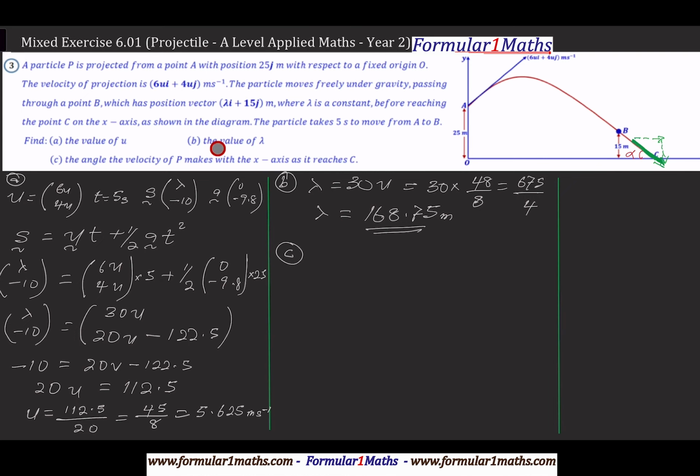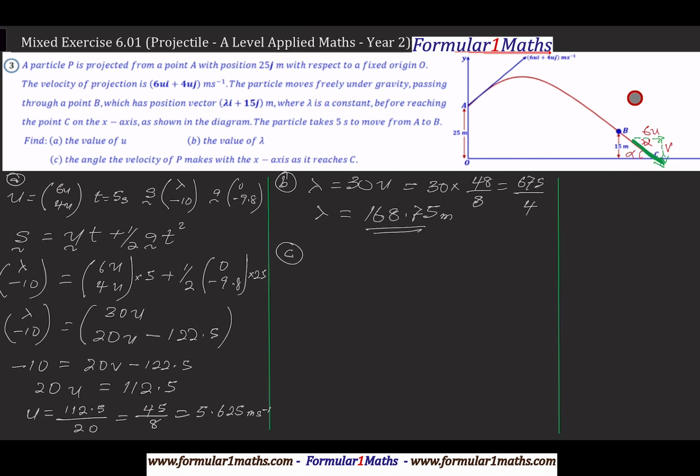Now, because there's no gravity acting horizontally, the horizontal component of the velocity will remain 6u. So this will be 6u. But the vertical component will change, and let's call that v. Now, because this angle here is alternate to this angle, this angle here will also be alpha. So we need to find v, and then we can use tan to find this angle alpha, which is the required angle.